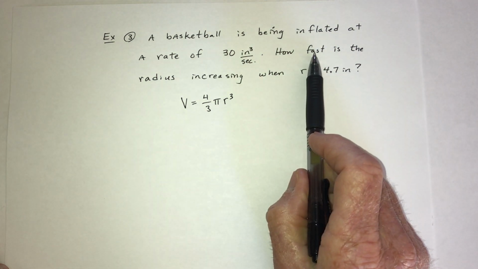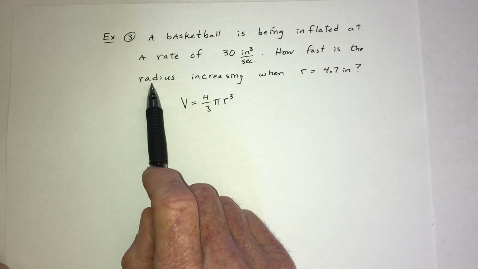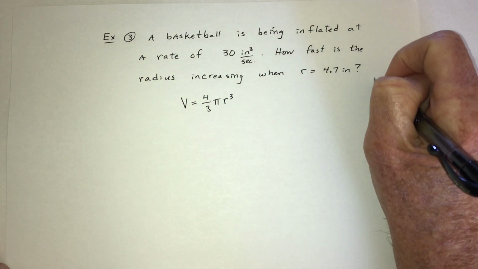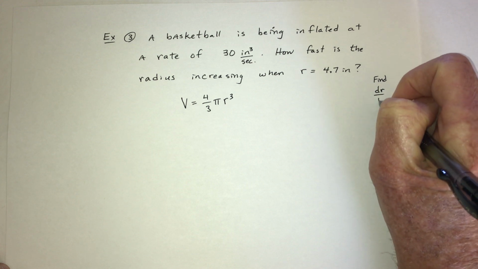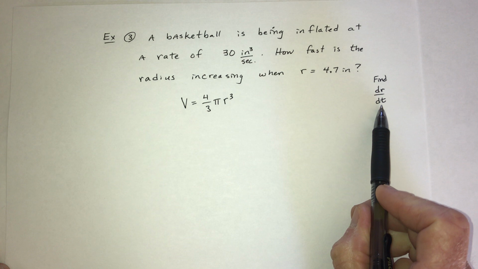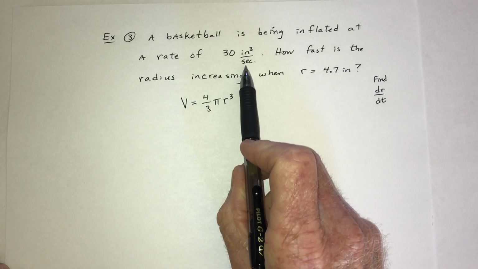Then how fast is talking about the derivative. So it's saying find the derivative of the radius. Or in other words, find the derivative with respect to time. And I know that this is supposed to be dt because that down there, seconds, that's time.